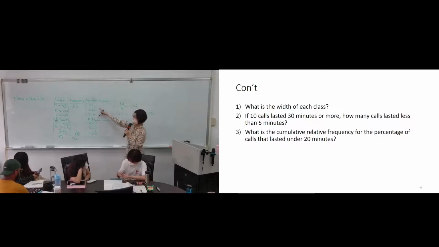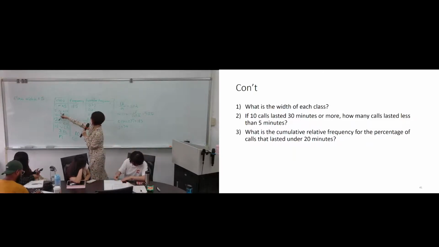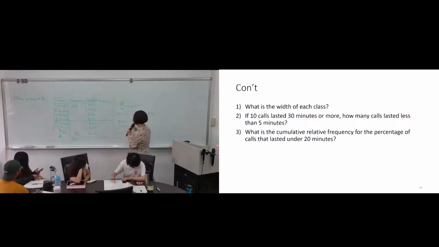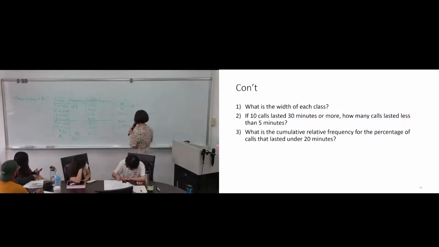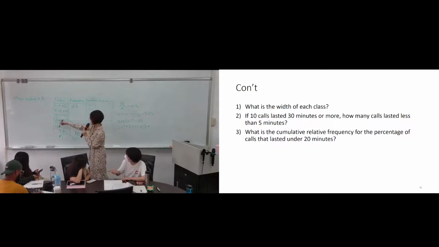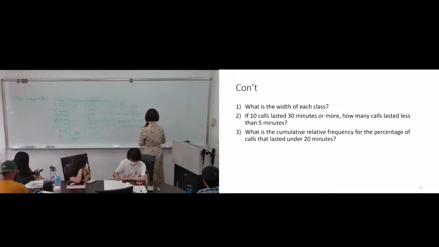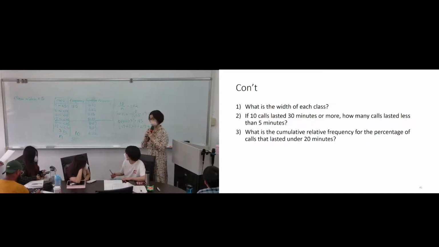Starting from less than 5, which is 0.37. From 5 to less than 10, 0.22. From 10 to less than 15, 0.15. From 15 to less than 20, 0.10. The total is 0.84.